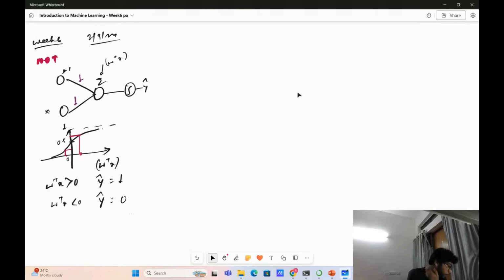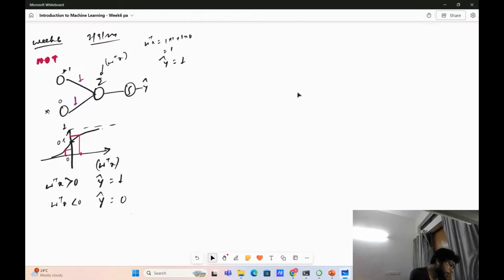Okay. So in this case, if we give an input of, let's say, 0 to X, what is the output that we are getting? If we give 0, then our W transpose X would be 0 times 1 plus 1 times 1. Okay, that is 1. So it is greater than 0. That means Y hat would be 1. Right? So that is correct, right? That we are getting the right output.